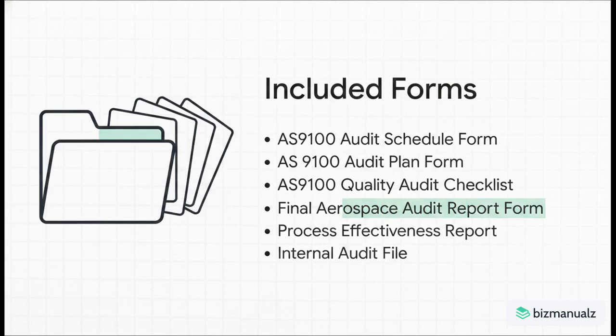You get the AS9100 Audit Schedule form, the Audit Plan form, and the Quality Audit Checklist Plan form. But look closely at those last few. You get the final Aerospace Audit Report form and the Process Effectiveness Assessment Report, which is commonly known in the industry as the PAIR. Having a pre-built, fully compliant PAIR form ready to go builds immense credibility for your internal audit file right out of the gate.